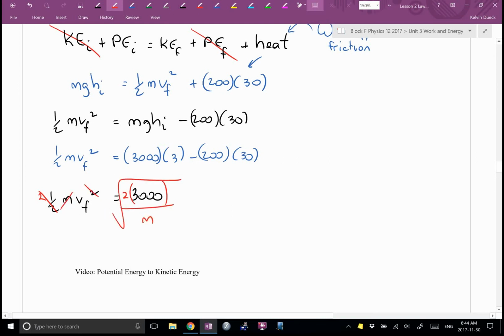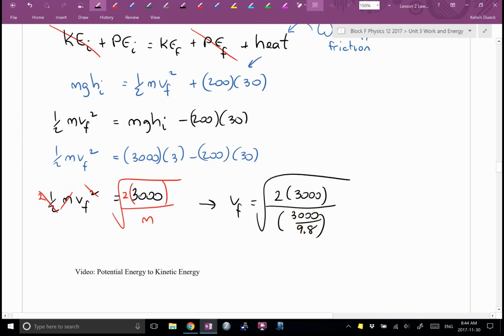Now, they didn't tell me m. What did they tell me? mg. How can I convert that 3,000 into a mass? And you know what? I'm going to do that all in one step, I think. So I'm going to go like this. V final is going to be 2 times 3,000, all divided by, what was the 3,000 divided by 9.8? Square root.